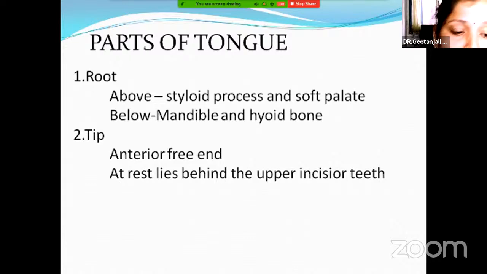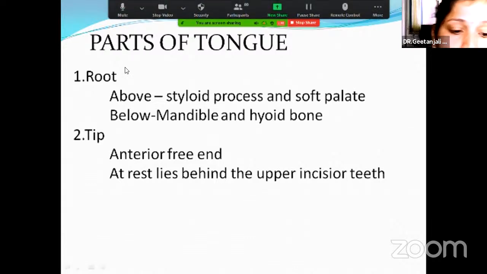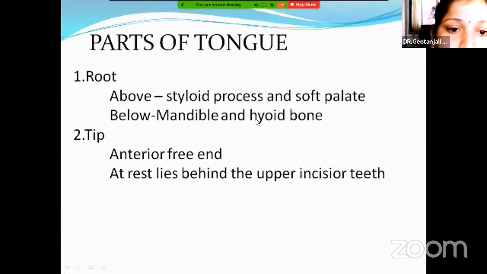Then, if you want to memorize the root attachments, remember S, S, M, H. One S for the styloid process, one S for the soft palate, M for the mandible, and H for the hyoid bone. To memorize, remember S, S, M, H for the attachment of the root. Then next part is tip. Tip is nothing but the anterior free end of the tongue, and at rest it lies behind the upper incisor teeth.